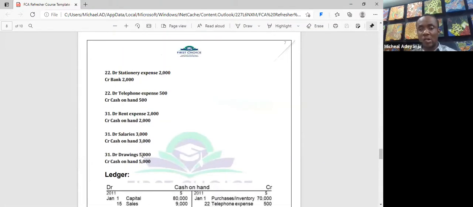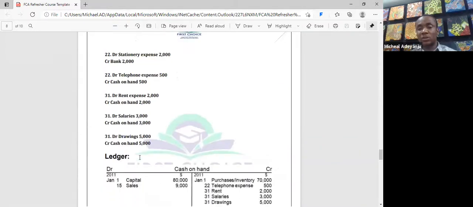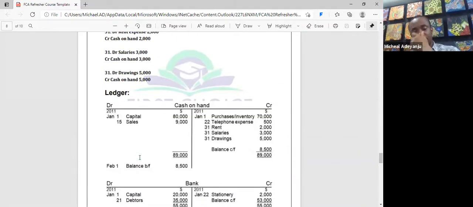So these are all the ledger journal entries that were passed for each transaction. Then let's see how the ledger looks. Remember our cash on hand. Remember the 80,000 naira from the beginning and the 9,000 naira of sales that you made.